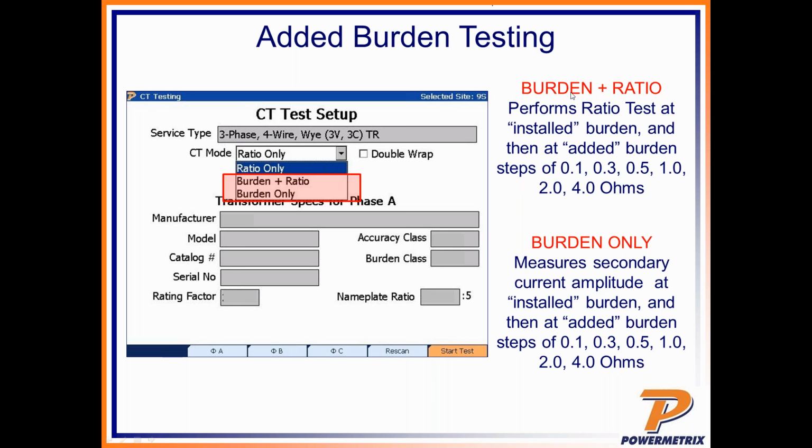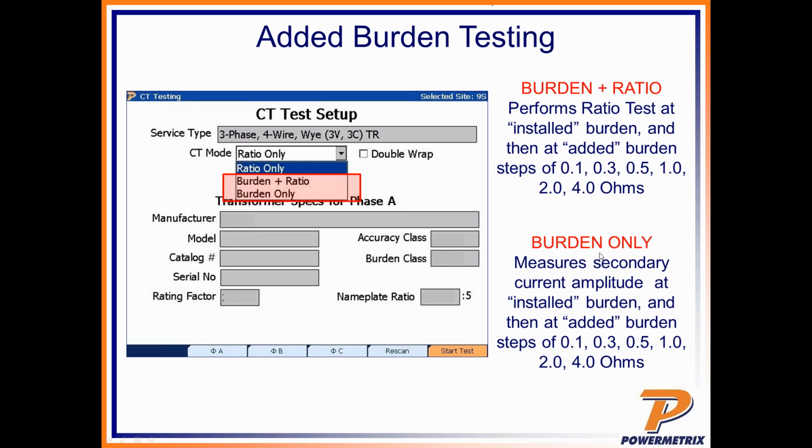So if we do a burden and ratio test, we're basically going to perform that same ratio test, what I like to call the installed burden, or whatever burden is currently on that site. And then we're going to do ratio tests at different added burden steps. So then we're going to do a ratio test after we add 0.1 ohms of burden. And then we're going to do a ratio test after we add 0.3 ohms, then 0.5 ohms, then 1, all the way up to 4 ohms, okay?